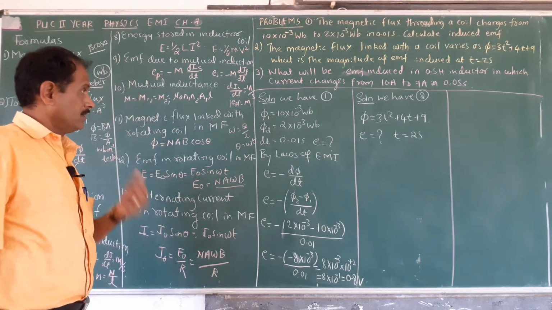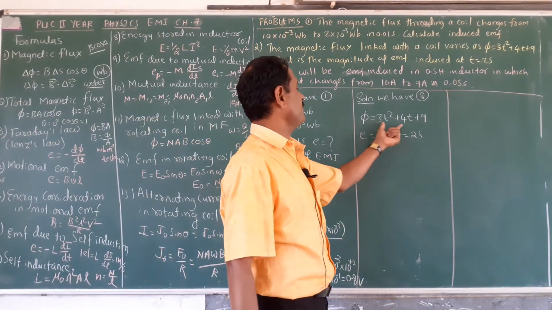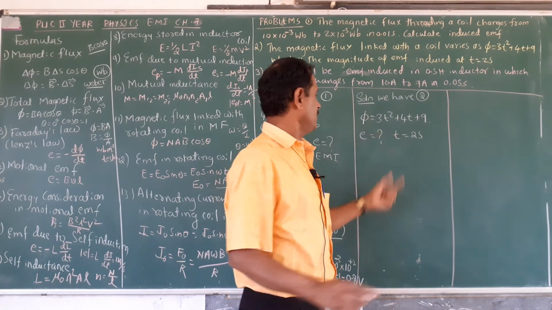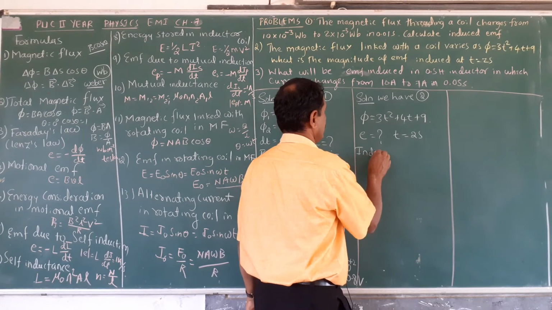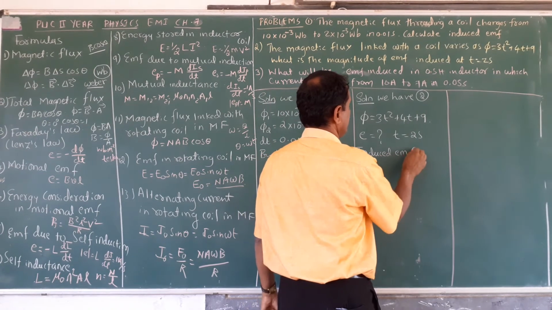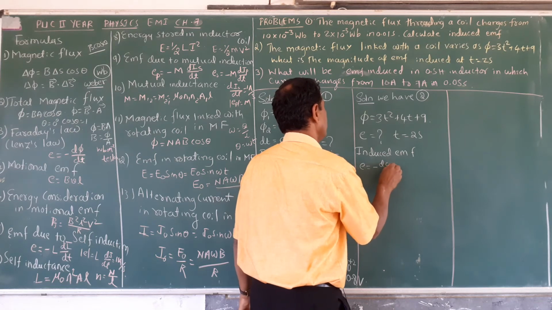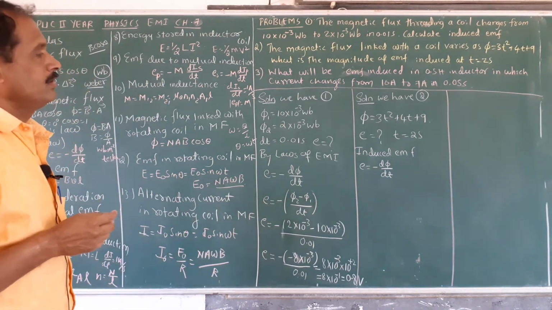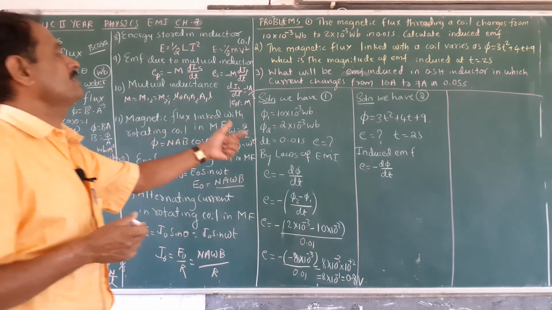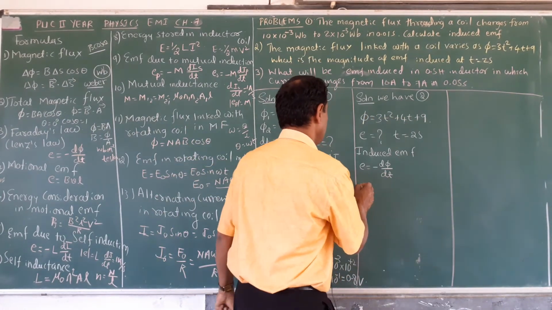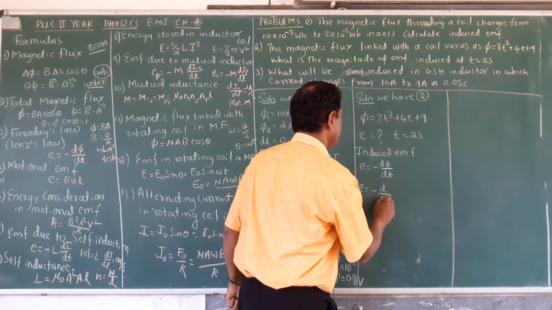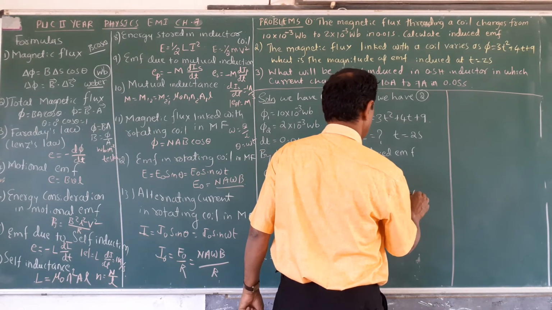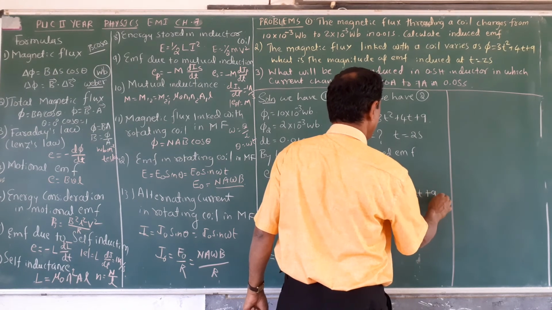This is the problem. The equation is given, and you have to calculate the induced EMF. Yes, induced EMF, E is equal to minus d phi by dt. But phi varies like this, in the form of an equation. So E is equal to minus d over dt of 3t square plus 4t plus 9.